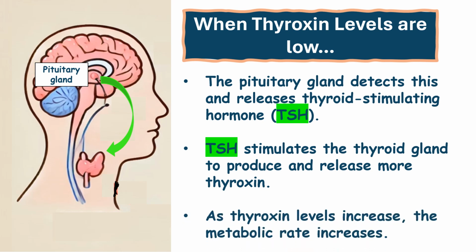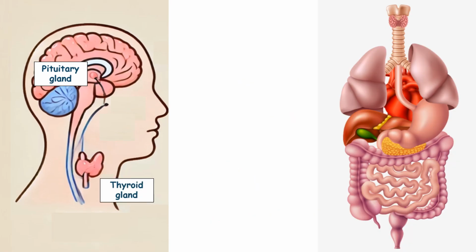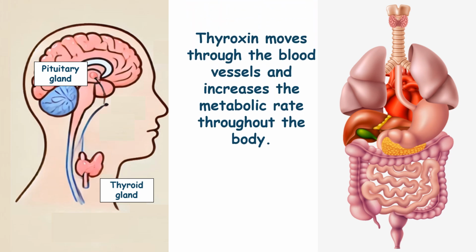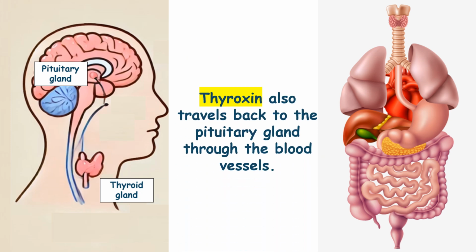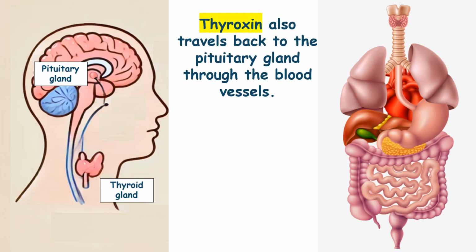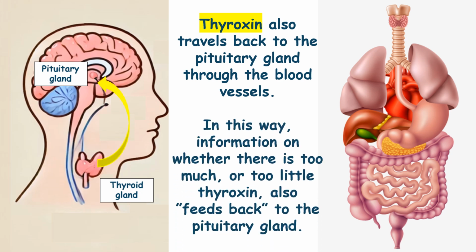Now, as the thyroxine levels increase, the metabolic rate is also going to increase. That means that thyroxine moves throughout the blood vessels and increases the metabolic rate throughout the body. Your heart rate increases, you breathe faster, you digest your food faster. But the cool thing is that thyroxine also travels back to the pituitary gland itself through the blood vessels. And this is what we call a feedback mechanism.